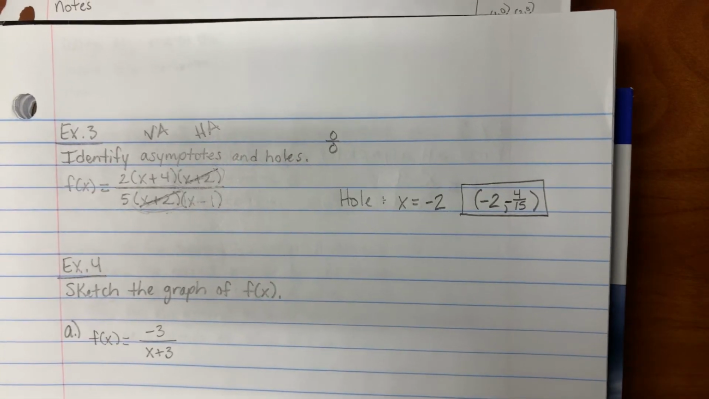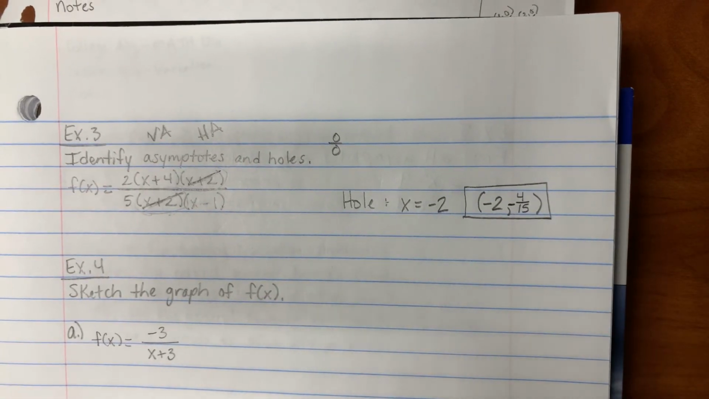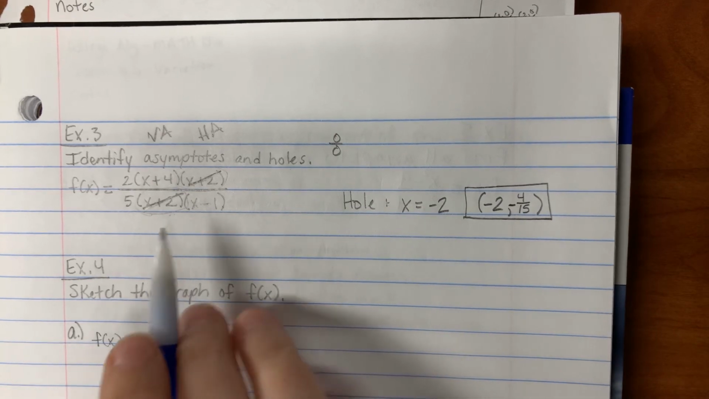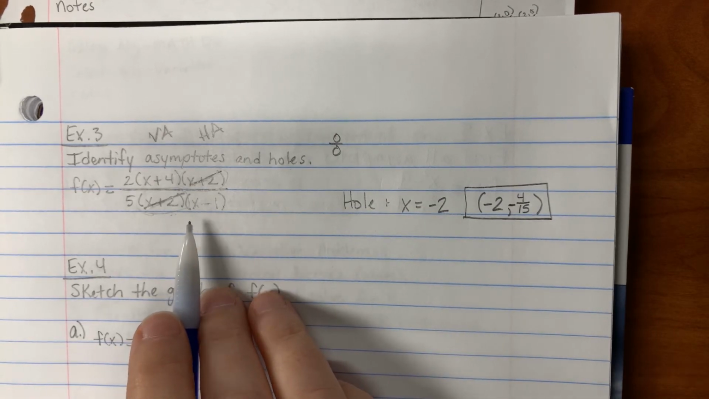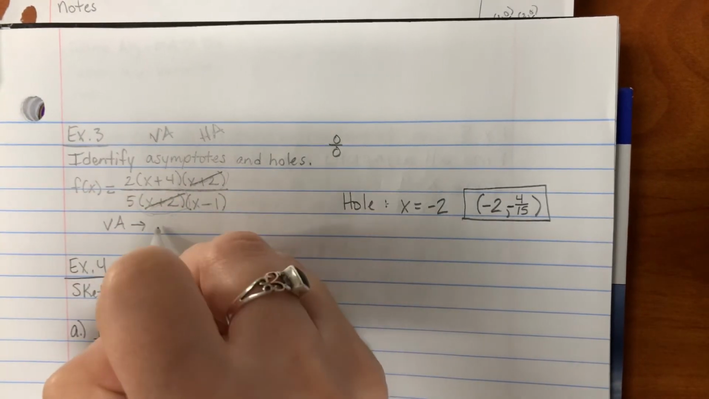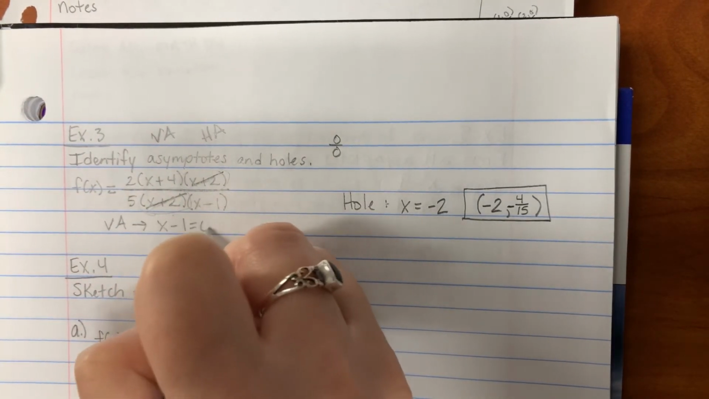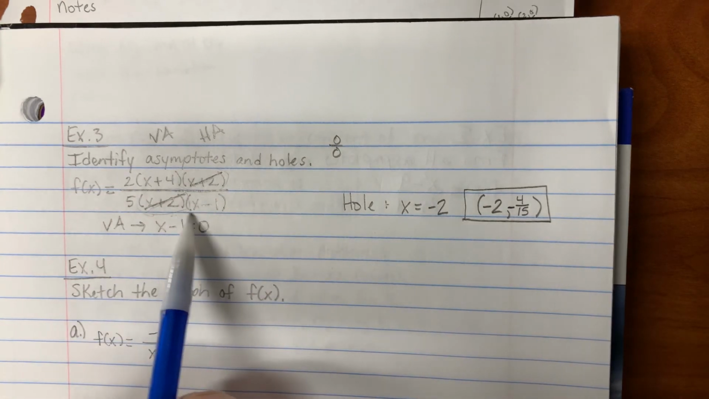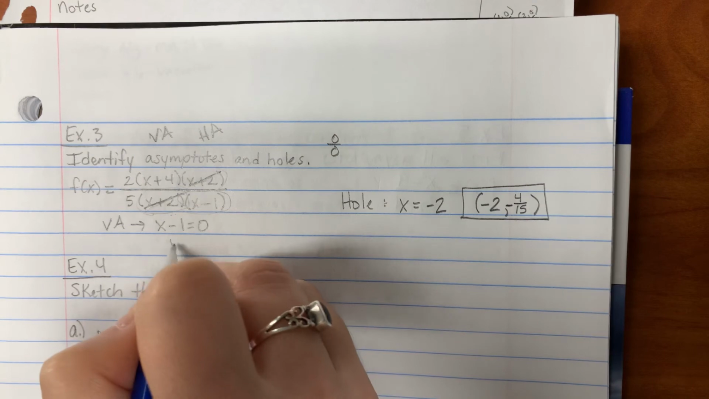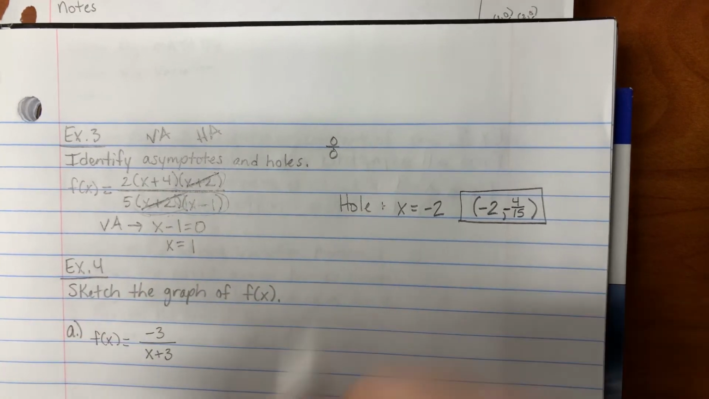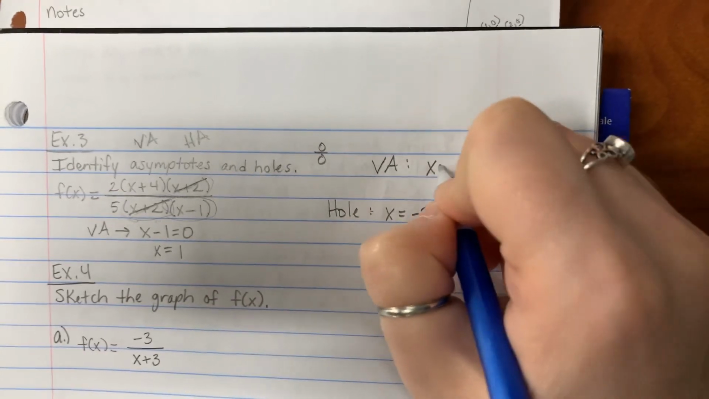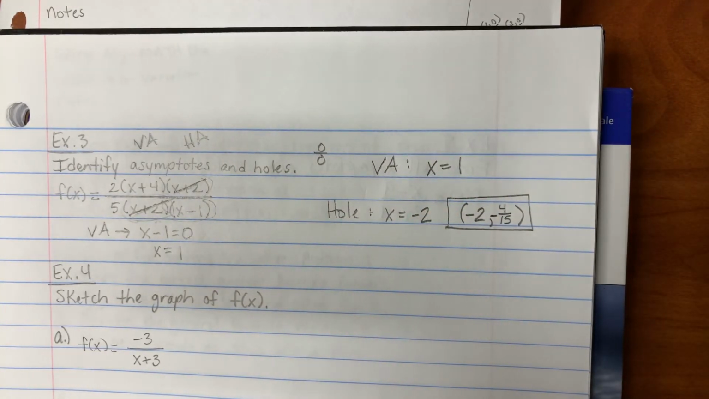My vertical asymptote is going to be fairly easy to do because you're just checking to see when only the denominator is 0. So my vertical asymptote, I'm going to write this down. That's only going to happen when this leftover piece right here ends up 0. That happens when x equals 1. So I'll write it up here: a vertical asymptote at x equals 1.